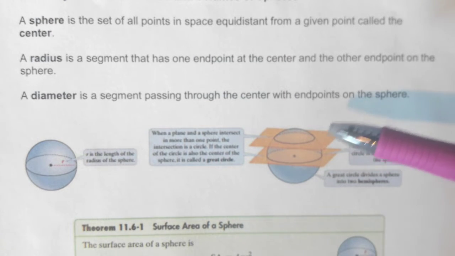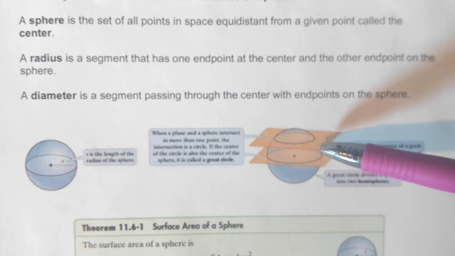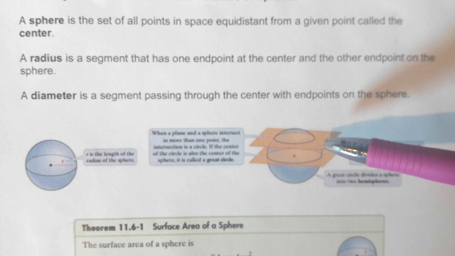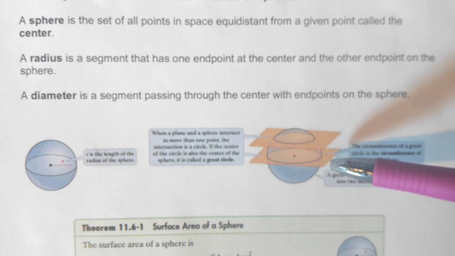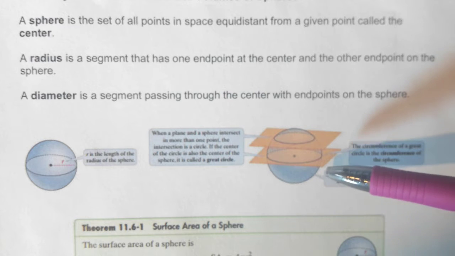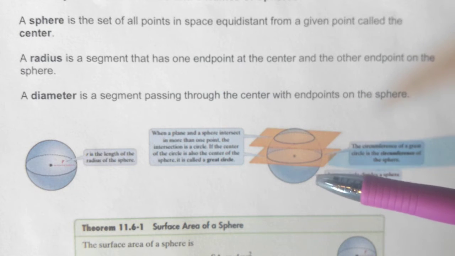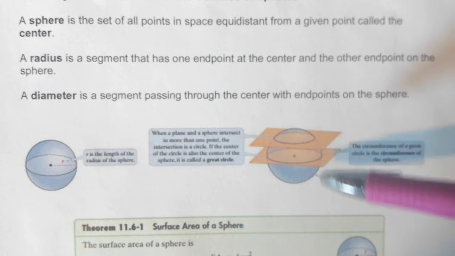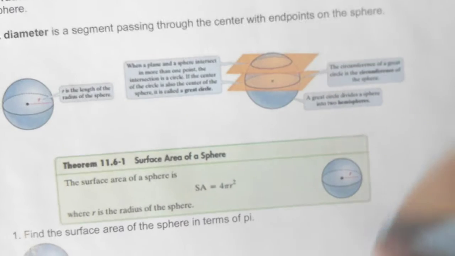So if you have a plane that intersects, a cross section of a sphere is going to be a circle. If that plane happens to go through the center of the sphere, it's called a great circle because it's the biggest circle that you could get from a cross section of this sphere. That great circle also divides a sphere into two hemispheres. So think about the equator.